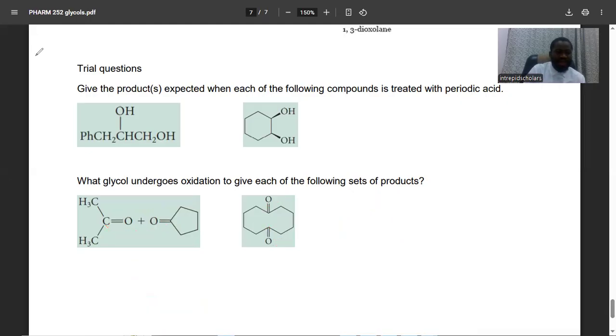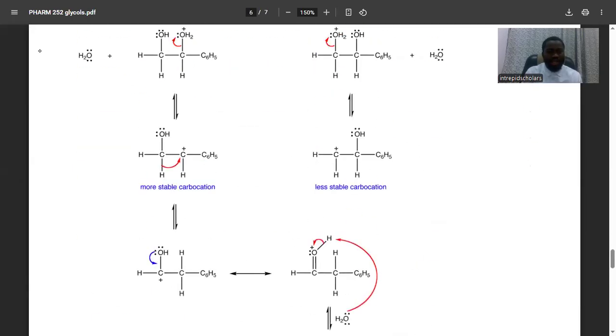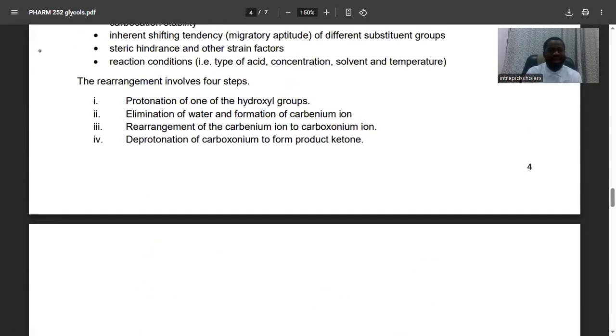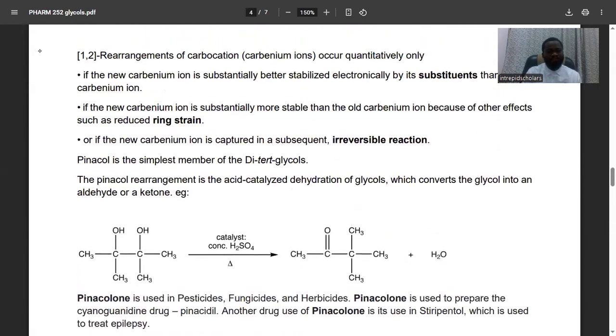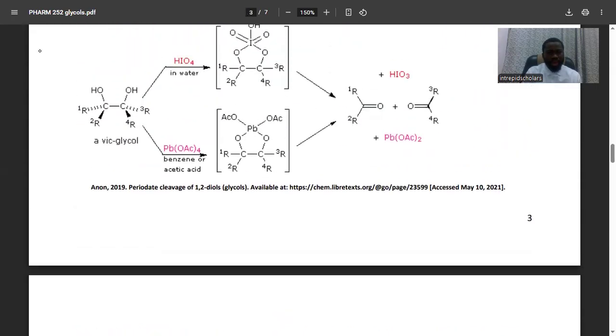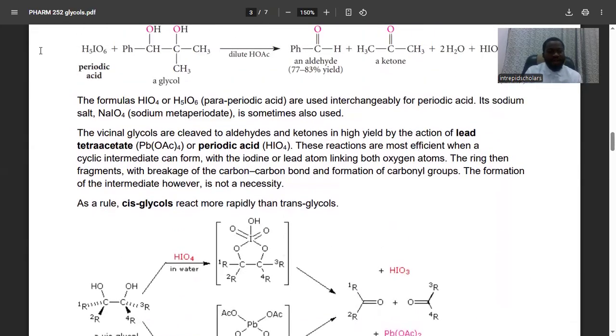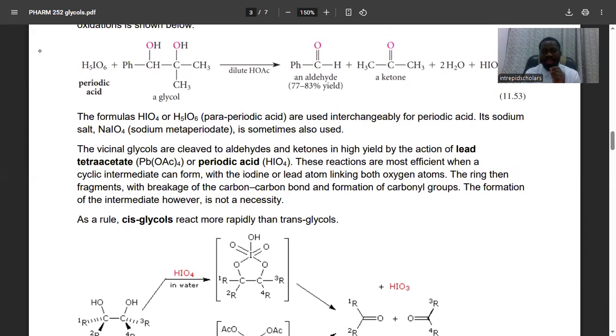Let's quickly go up and read the science behind the periodic acid oxidation. So, yes, we are saying the formulas HIO4 or H5IO6, in brackets para-periodic acid, are used interchangeably for periodic acid. Its sodium salt, NaIO4, sodium metaperiodate, is also sometimes used.